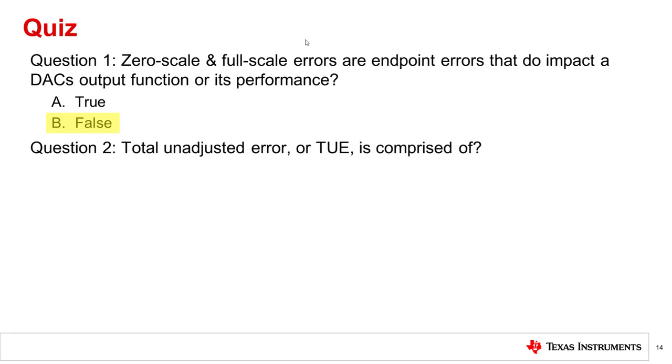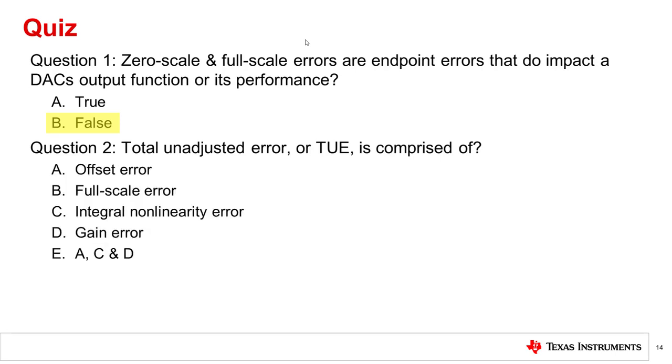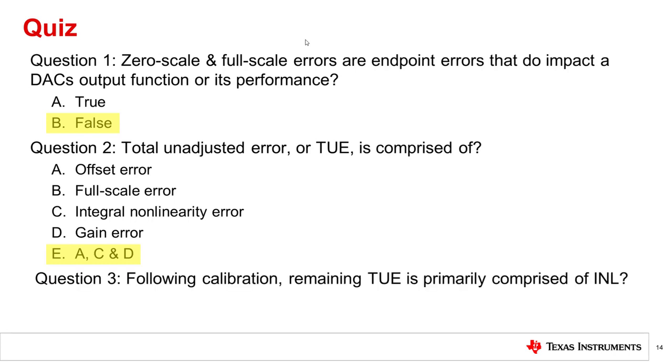Question number 2. Total unadjusted error, or TUE, is comprised of which components? The answer is E, A, C, and D. This includes offset, INL, and gain errors. Question number 3. Following calibration, remaining TUE is primarily comprised of INL. True or false? The answer is A, or true.